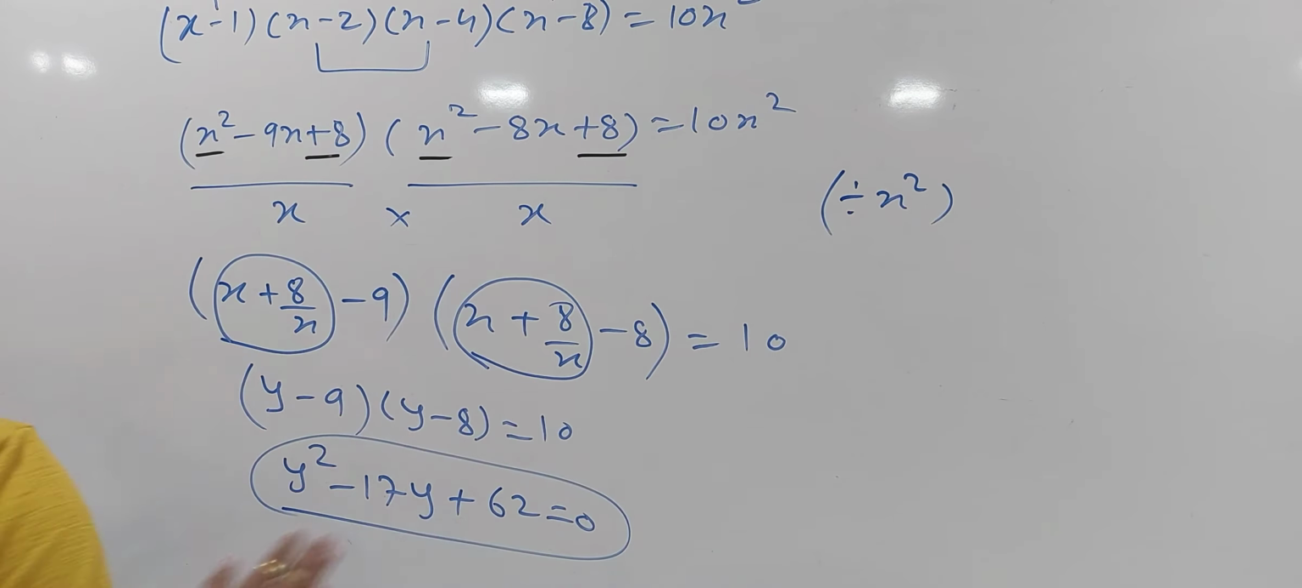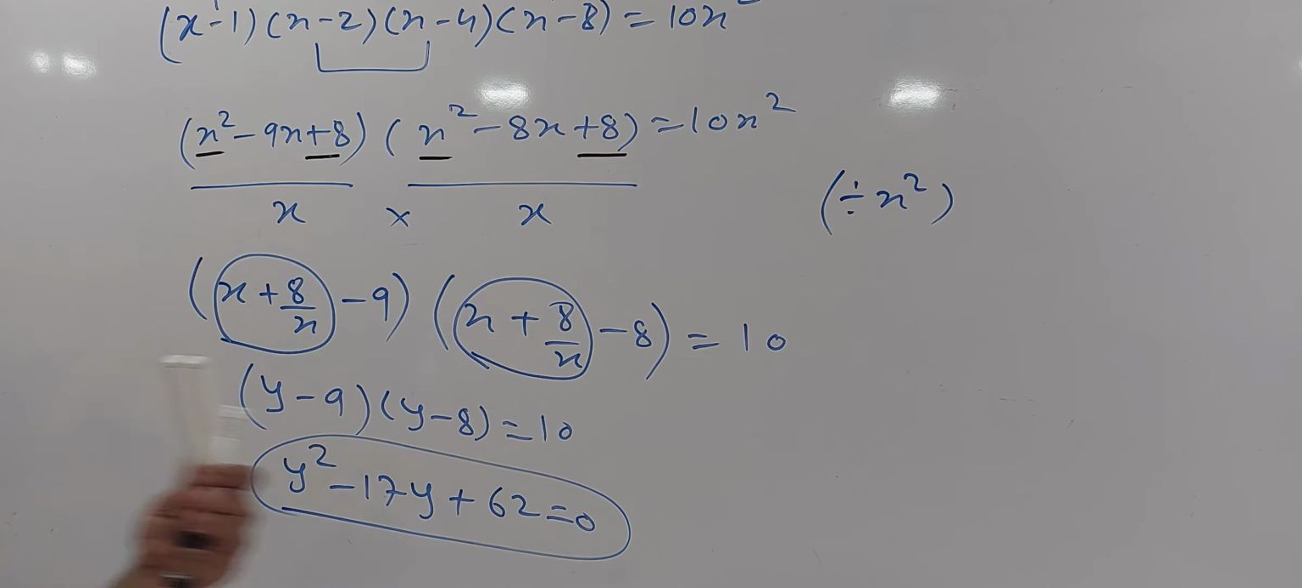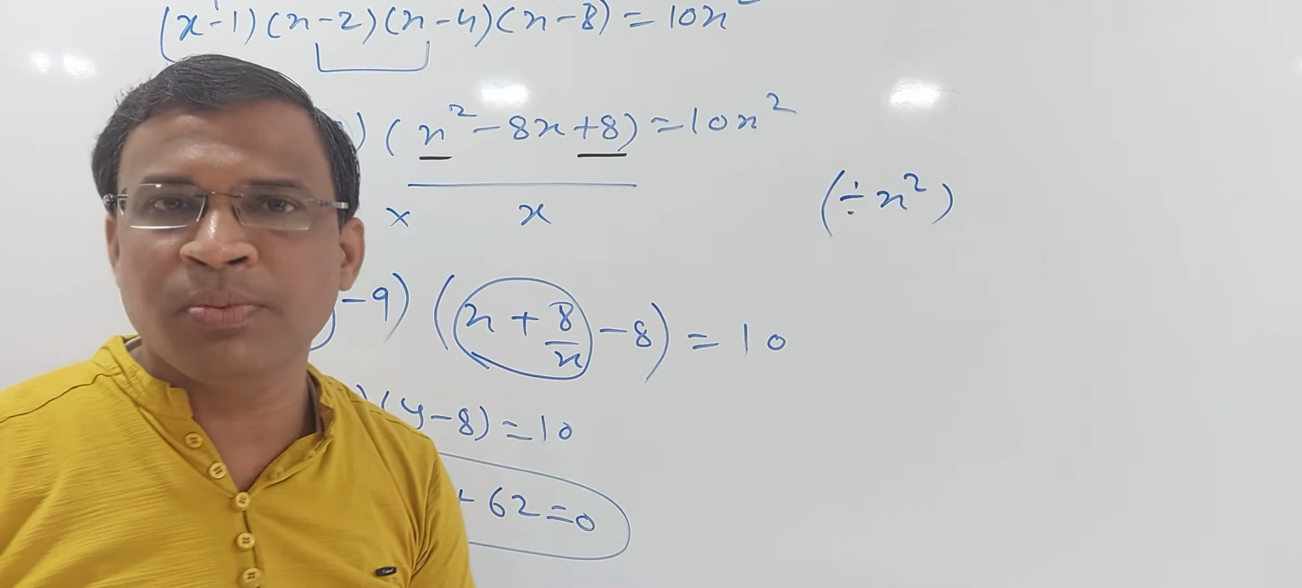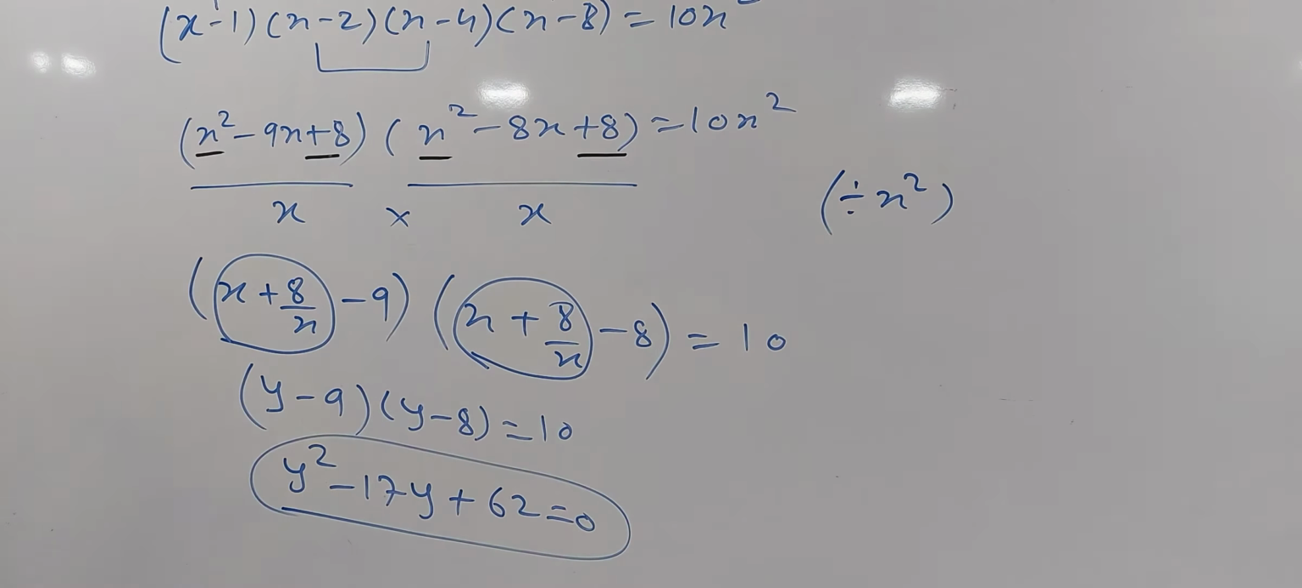Split is not possible because 62 is possible only with 2 and 31, and 2 and 31 being prime cannot be worked out further. So split is not possible.